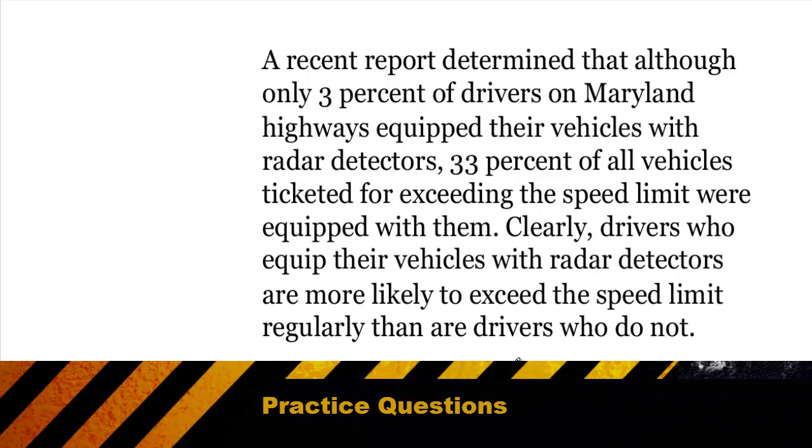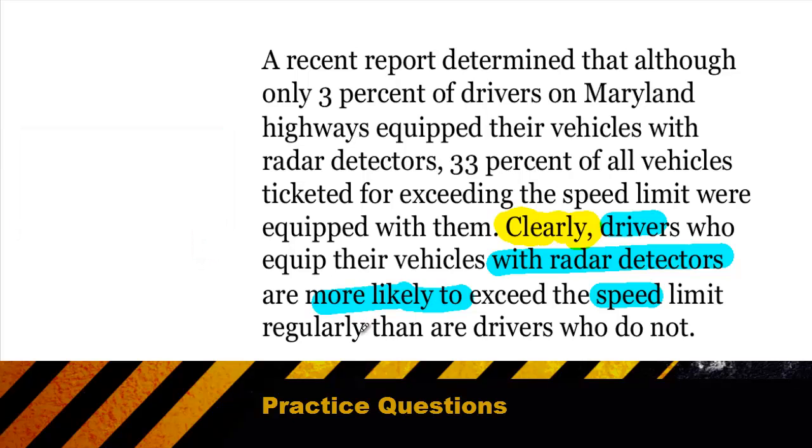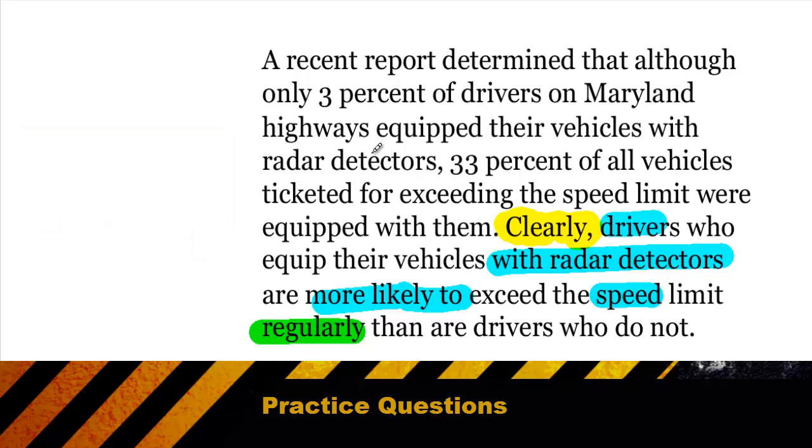We start off by identifying our conclusion. We have a great word, clearly, that marks the opinion, and our conclusion is always an opinion. So our conclusion is that drivers with radar detectors are more likely to speed. And as I learned in the simplifying the argument lesson, when I simplify the argument, I want to make sure I pay attention to the quantifying adjectives, meaning those adjectives that tell me to what extent or how often. So in this case, the word regularly becomes a vital part of the conclusion. So now we ask, why do they think these drivers are more likely to speed regularly? In other words, what was their evidence?